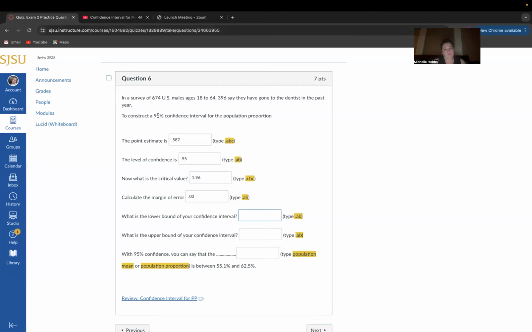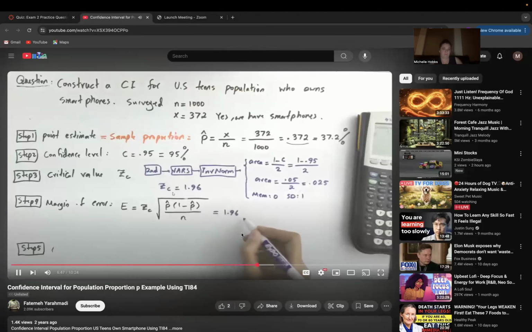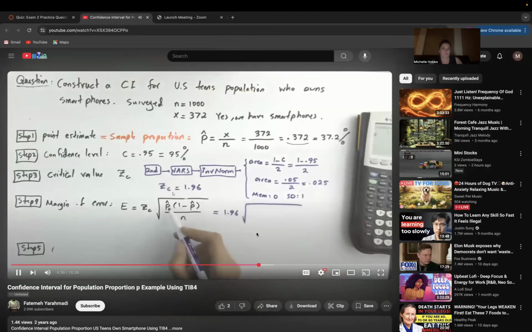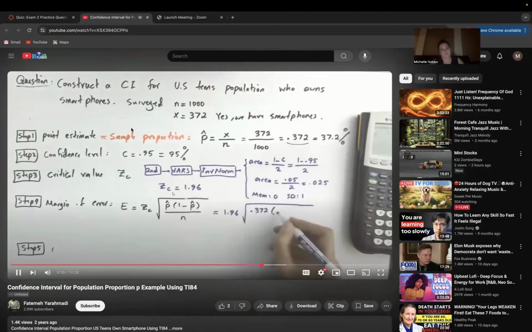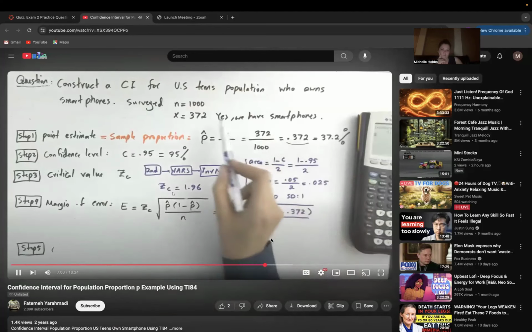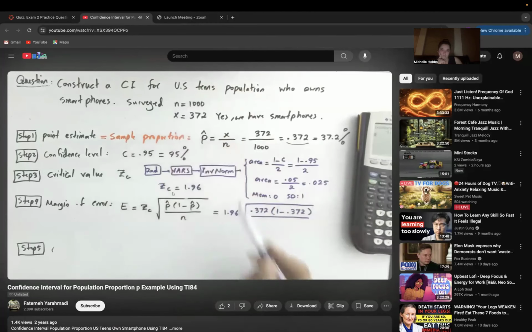Very well. So E is equal to ZC, 1.96, times the square root of P hat, 0.372, parenthesis 1 minus 0.372, divided by N. N is 1,000. There are 1,000 people in my survey. If I do the computation, E is approximately what number? Guys, please do the computation and give me your margin of error. What is E?